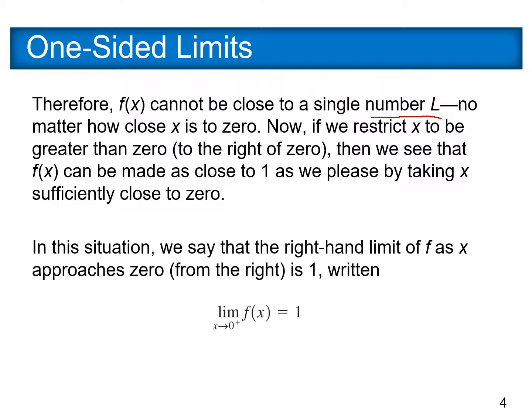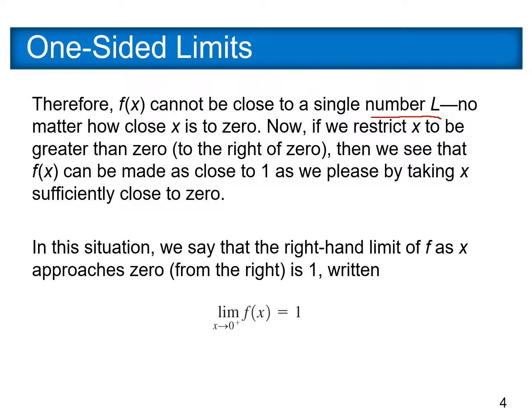Now, and this is the part, if we restrict x to be greater than 0, in other words to the right of 0, then we see that f of x can be made as close to 1 as we please by taking x sufficiently close to 0. What does that mean? It means that if we just approach the function from the right-hand side, ignoring the left-hand side, then I would find a limit. I would get the value of 1.